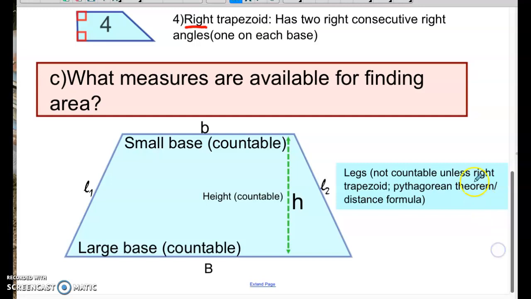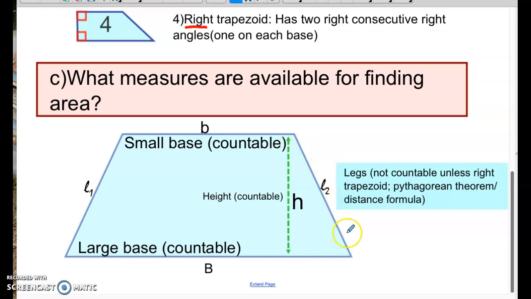Now, what measures are available for finding the area? Well, we could find anything we really need on this trapezoid here. We can count out the small base, because all of the trapezoids we will be working with are going to be on grid paper. So we could count the small base, we could count the larger of the 2 bases, we could count the height.